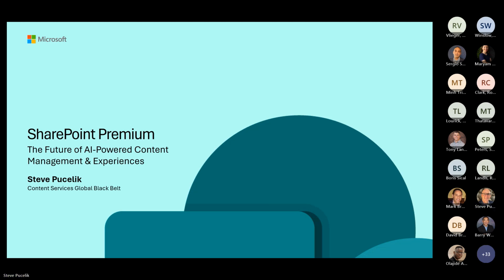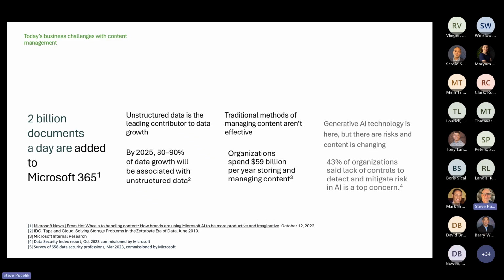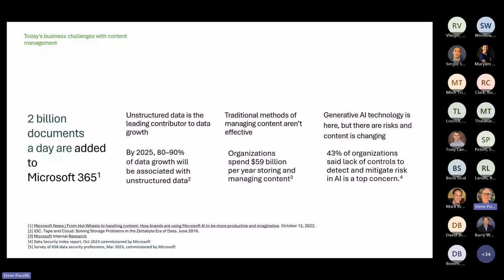Okay. I always like to start with a reminder of how much content is really being added to the Microsoft 365 cloud every day, right? So think about this. 2 billion documents are added to M365 daily. Of that, pretty much all of it is going to be unstructured. Security is where things are going to really matter, not only from protecting the content that we have, but also using those generative AI tools that we have in our toolbox or going to be in the toolbox today.